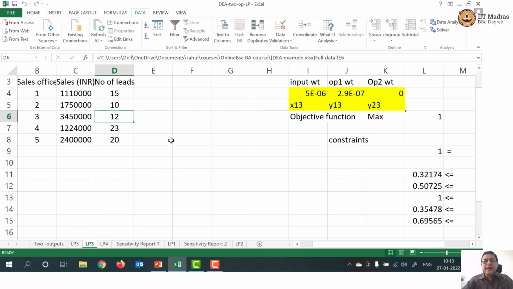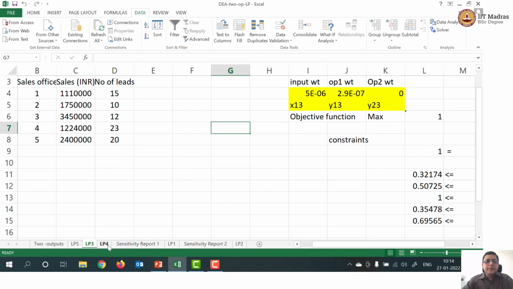Clearly, assigning a very large weight to this output when I know that I am not performing very well on that output, right? It doesn't suit me. So I will assign a weight of 0. Even with that, or probably because of that, the third sales office has reported an efficiency of 1.